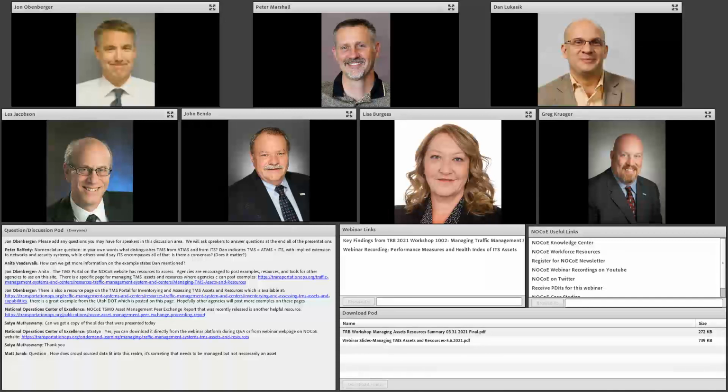So I hope long-term that will be the case, where more focus on asset management and all of the resources that are available to the TMS to be able to be smarter with how we allocate our resources, and it can allow us to do more with less in the future. So with that, Les Jacobson, any thoughts, comments you'd have?